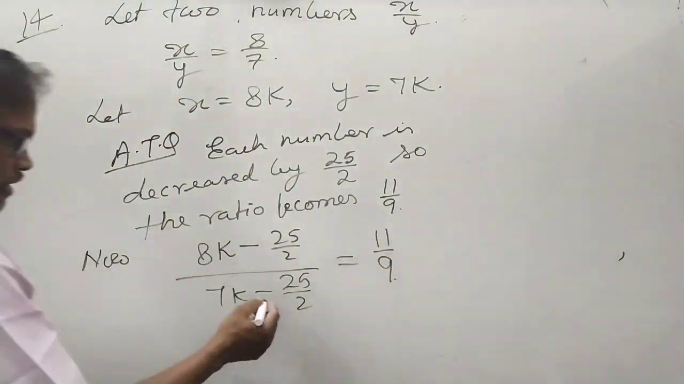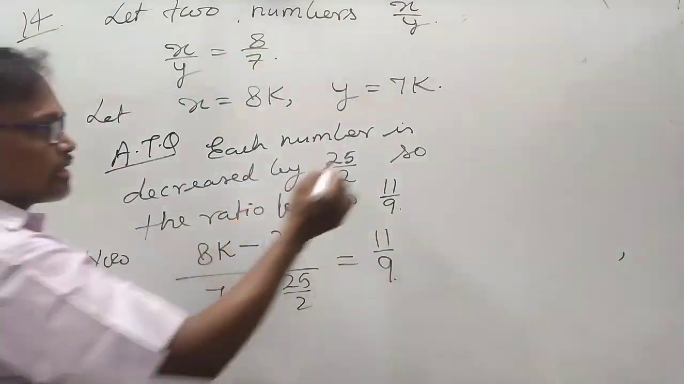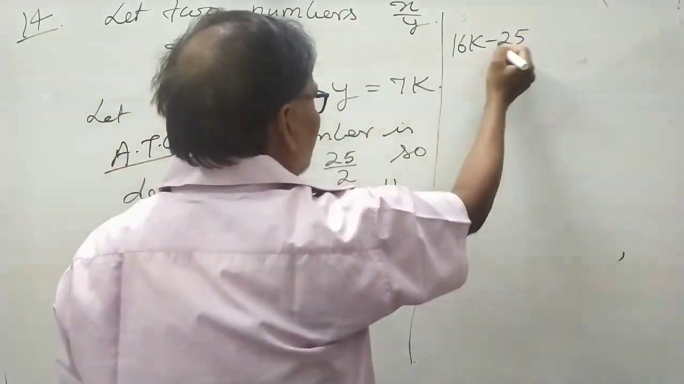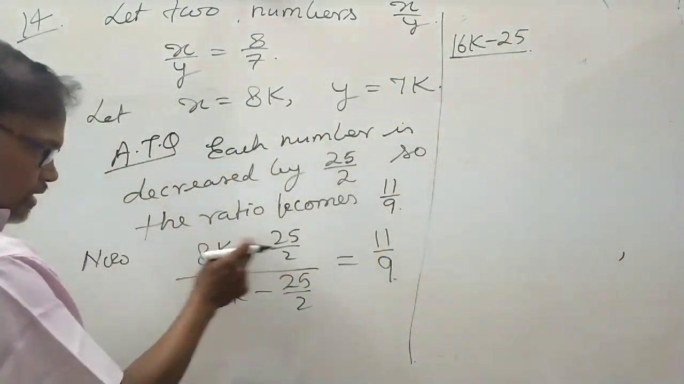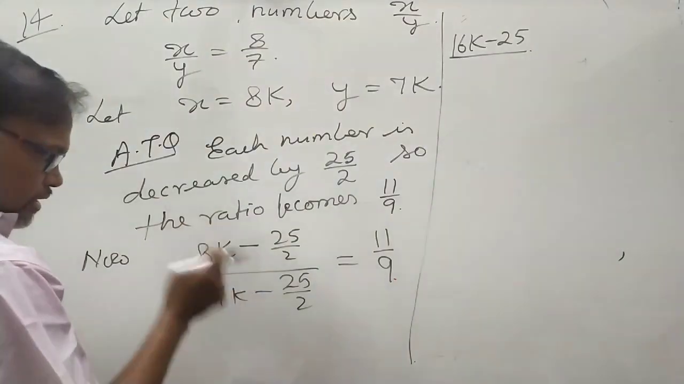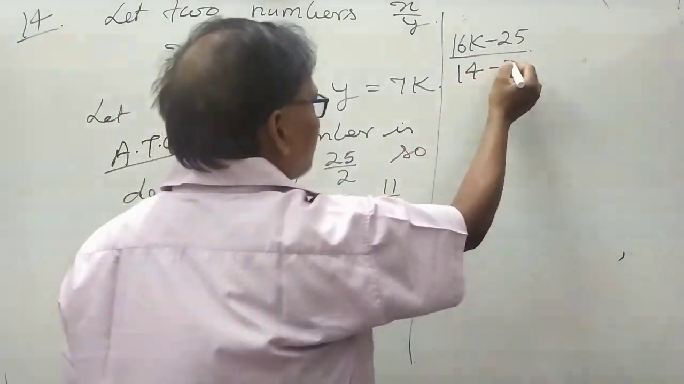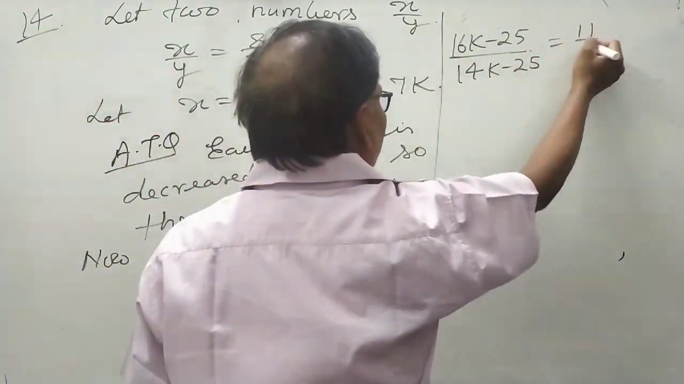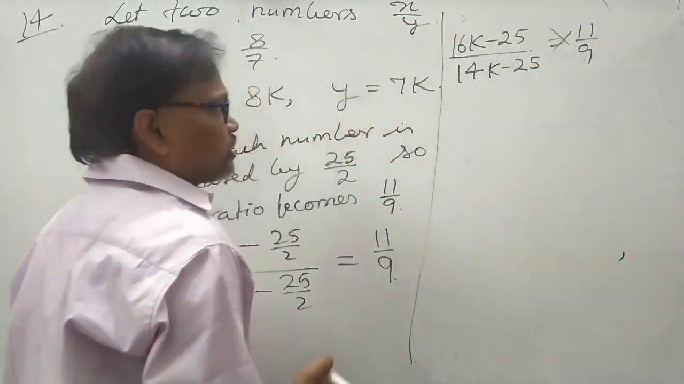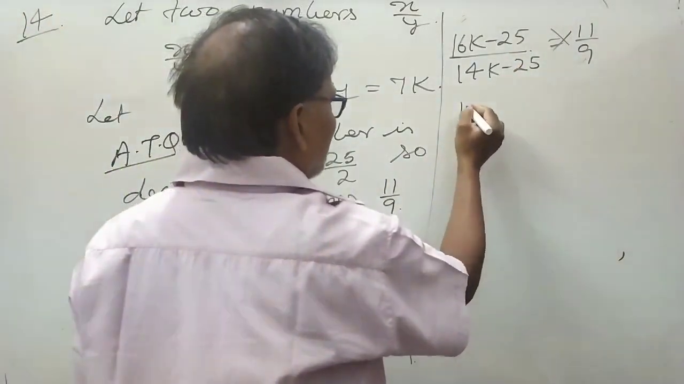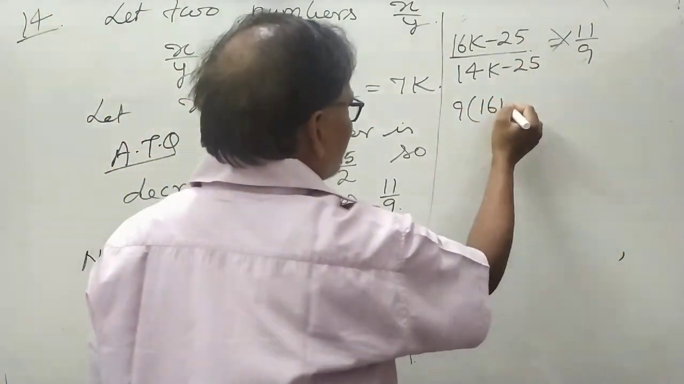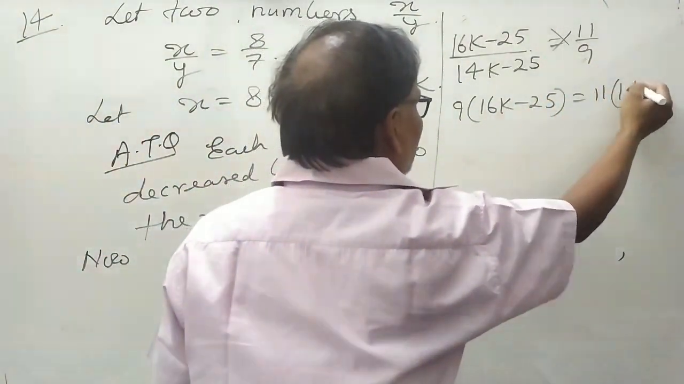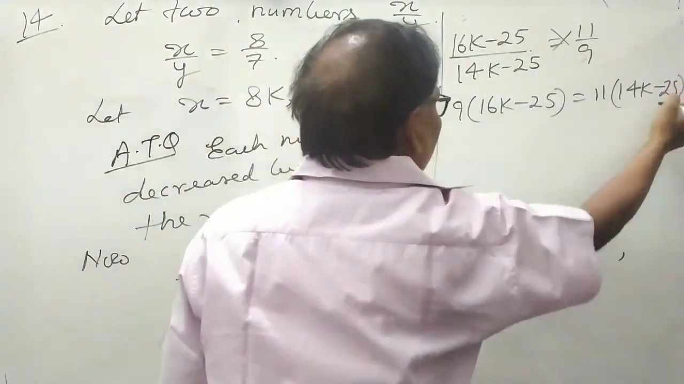So how to simplify? Take the LCM, which is 2, to cancel in both numerator and denominator. We get 16k minus 25 over 14k minus 25 is equal to 11/9. Now do the cross multiplication: 9 into 16k minus 25 is equal to 11 into 14k minus 25.